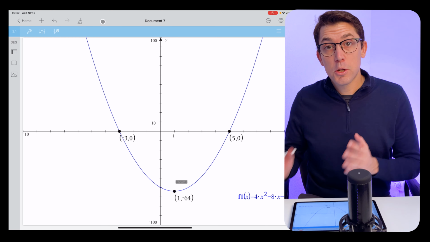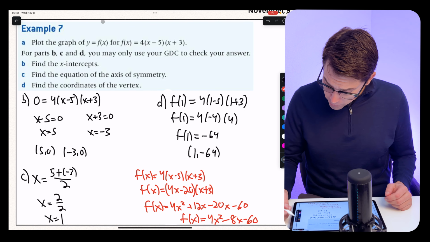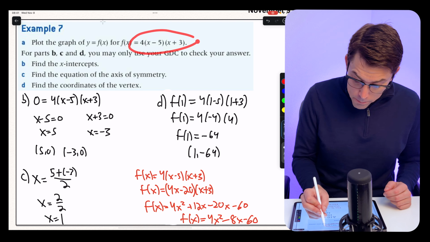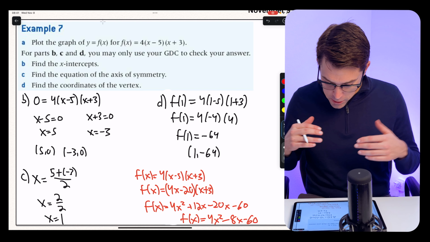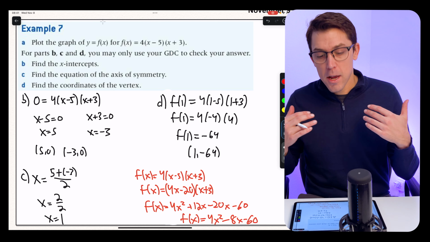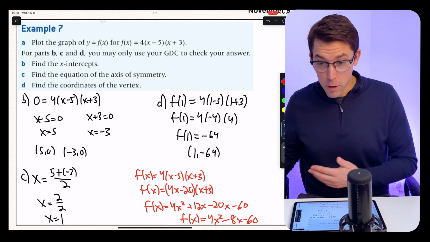Excellent. So I just double checked on my calculator to make sure that my math was okay, and it is. So again, if you are given this form, it's very easy to find your x-intercepts, and all you need to do is distribute out those terms in order to find your ax squared plus bx plus c form.